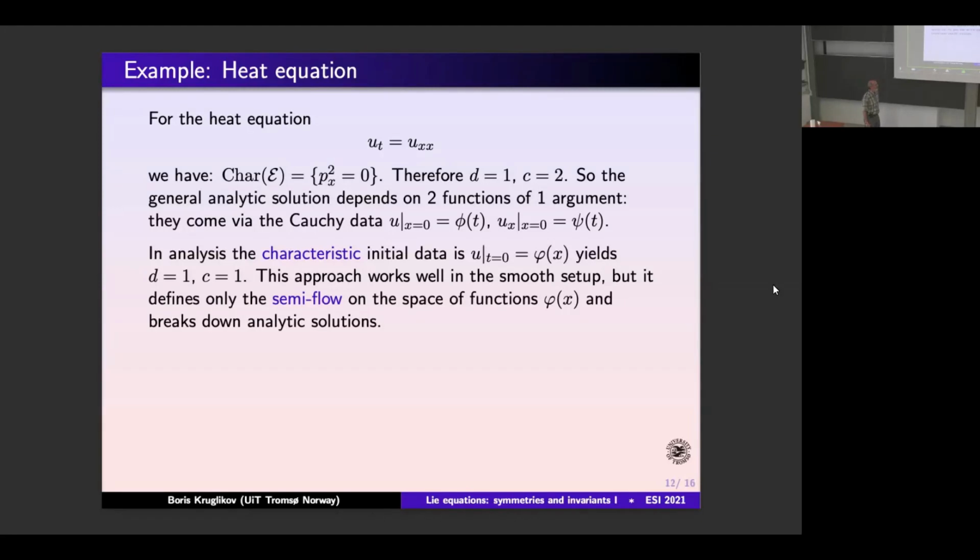Okay, so you say we fix u for t equal to 0, you get a function phi of x, and so, well, that's one function of one argument. So it has to be d equal to 1, c equal to 1. So something is wrong here, actually.